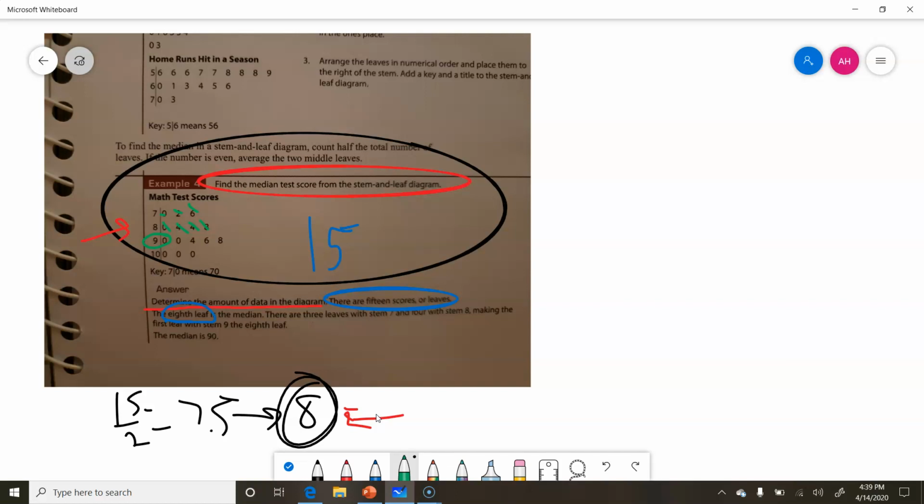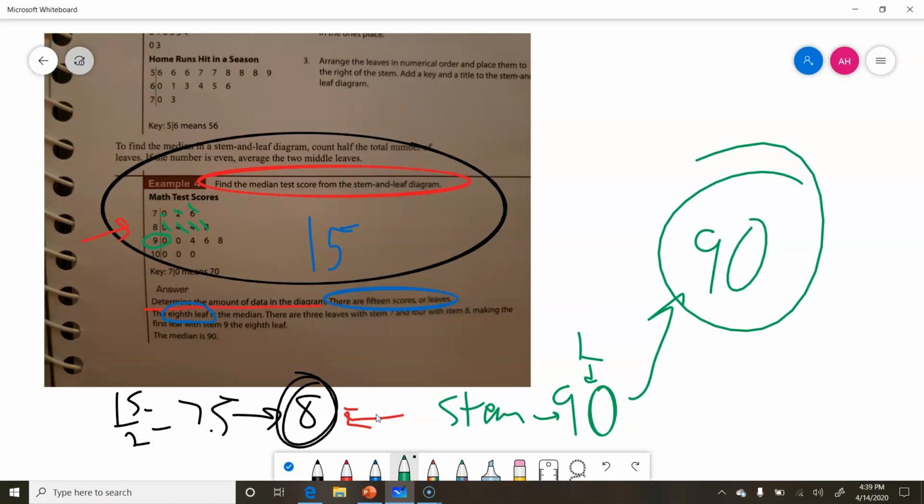So now I include the stem, right? I have to include the stem, which is 9, and the leaf, which is 0. So that's the leaf, that's the stem: 9, leaf 0, and that equals 90. So the median on this problem is 90. Okay, so that's how you count. That's how you figure out which one is in the middle, and then you go from there.